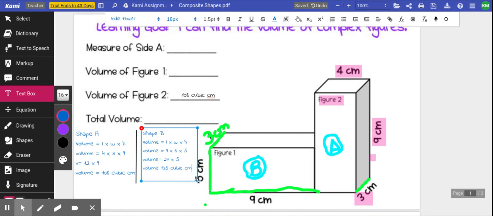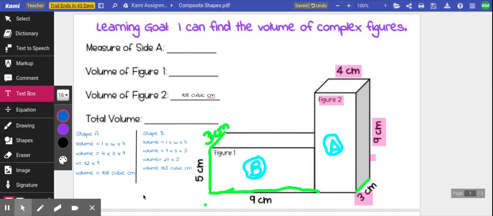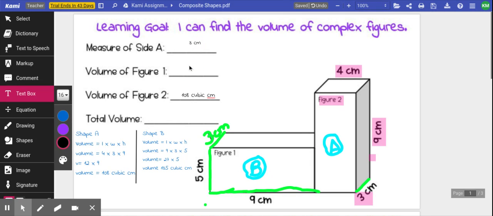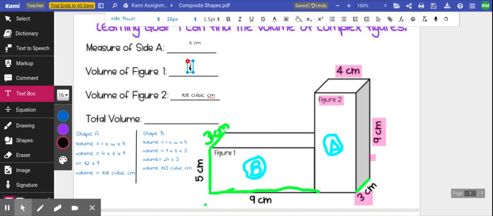So in order for us to figure out the total volume, we will then have to add it together. But just before we do that, we'll go ahead and fill in the side of measure A. The side of measure A was 3 centimeters, because this was where measure A was. That was the missing dimension. So we'll go ahead and put in 3 centimeters. And then we'll put in the volume of figure 1, which we just came up with, is 135 cubic centimeters.